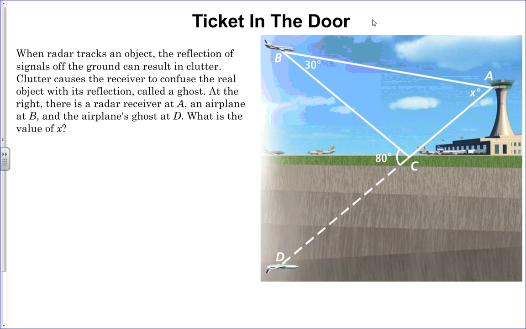Now the ticket in the door. When radar tracks an object, the reflection of signals off the ground can result in clutter. Clutter causes the receiver to confuse the real object with its reflection, called a ghost. At the right, there is a radar receiver at point A. Right here, here's our radar tower. An airplane at point B, and its ghost down here at point D. What is the value of X? I want you to find the value of X.